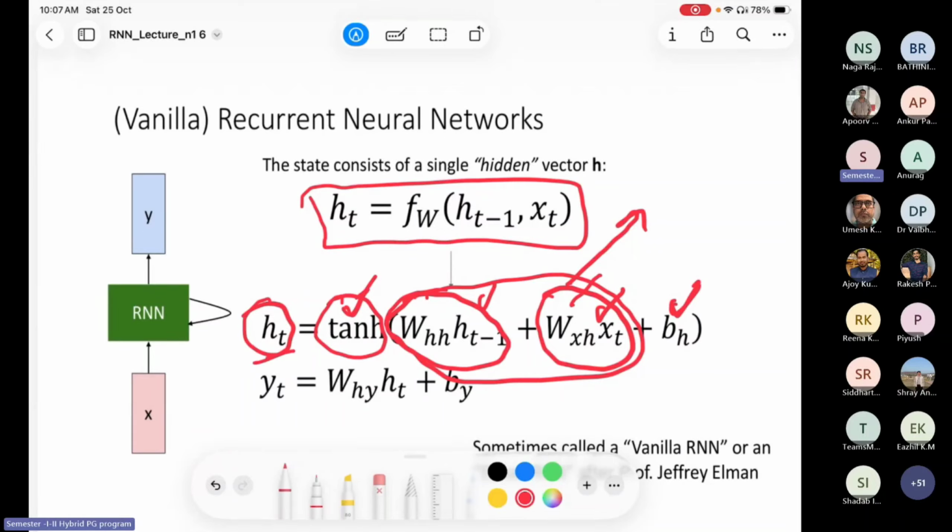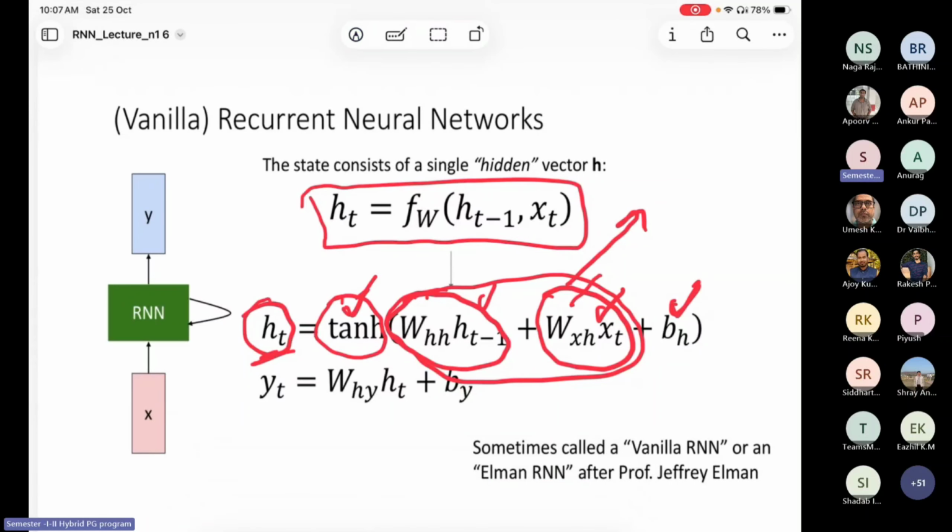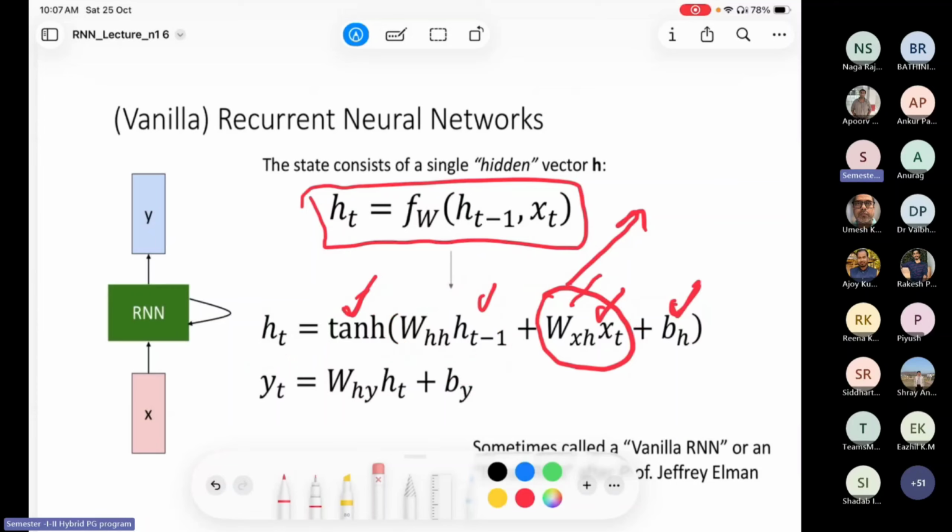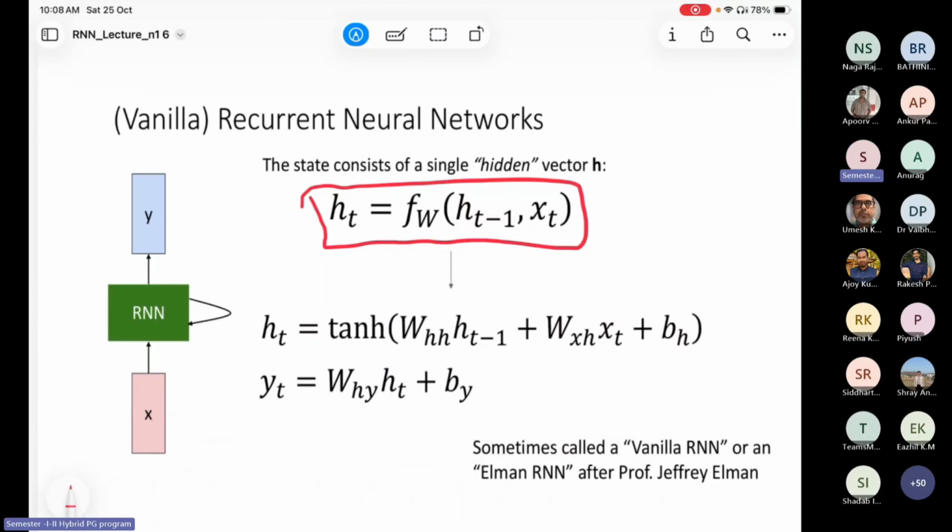And now whatever you got here, with the help of this you can generate output. So just take the ht. Now your ht has the proper information, because this state is generated from the past state as well as the current input. So this has the aggregated information. And why is it required? Why do you need aggregated information?